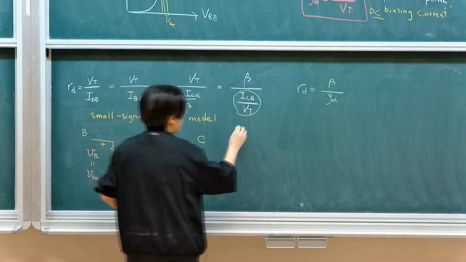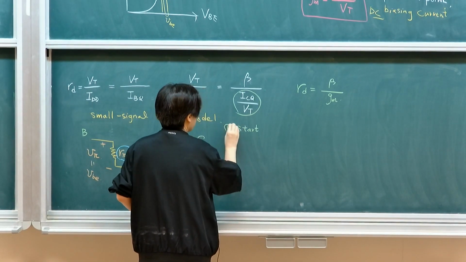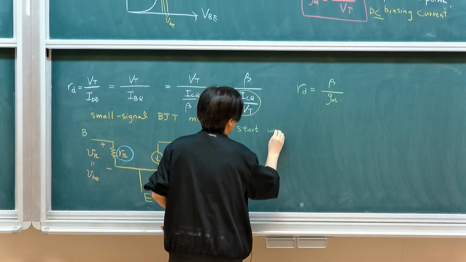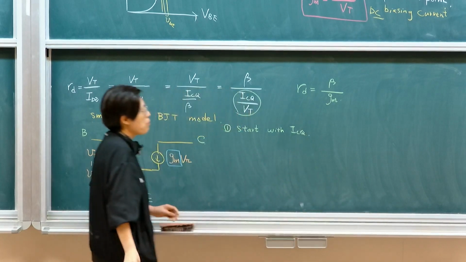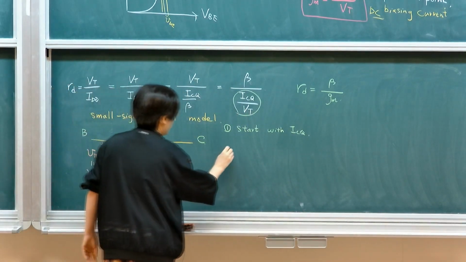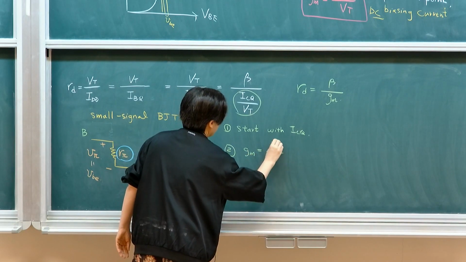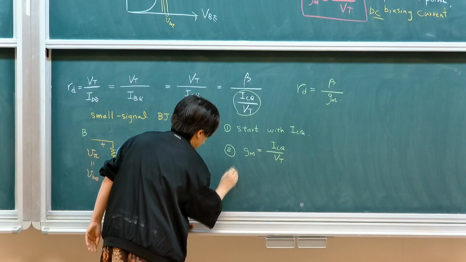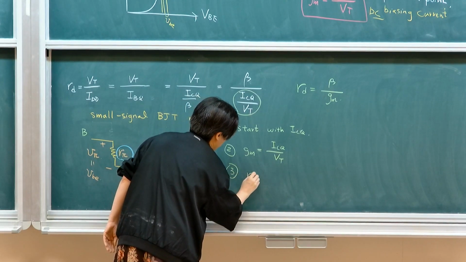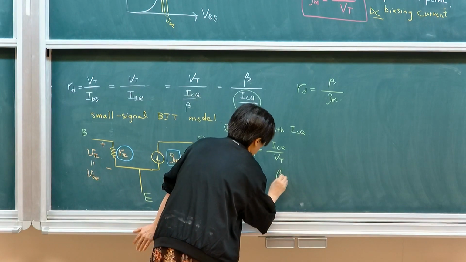How does one come to these two key parameters? The procedure is that we start with finding out where your DC biasing point is, and then we can find GM, which is ICQ divided by VT, and then you can find out R pi, which is beta over GM.